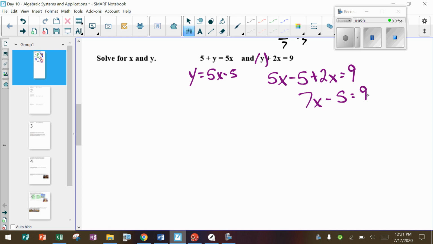And then I'm going to add 5 to both sides. And then I'm going to divide by 7. Now that I know that x is 2, I can plug that in.